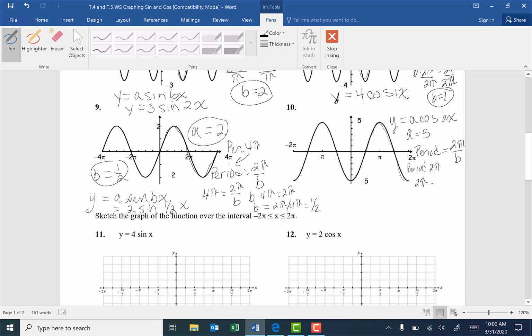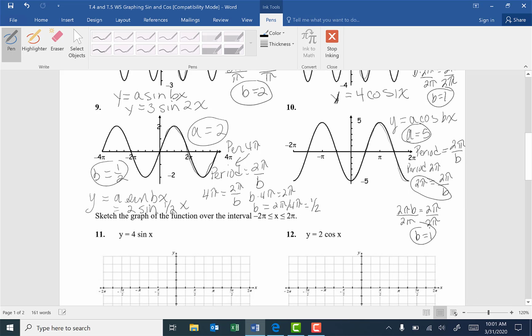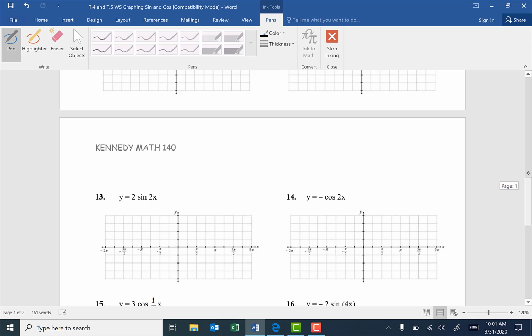So we get 2 pi is equal to 2 pi over b. Now cross multiply. This times this. We get 2 pi b equals 2 pi. Solve for b. Divide by 2 pi on both sides. And we get b equals 1. So we're going to substitute our a equals 5 and our b equals 1 into our equation to get y equals 5 times the cosine of x, and that is the equation of this graph curve.